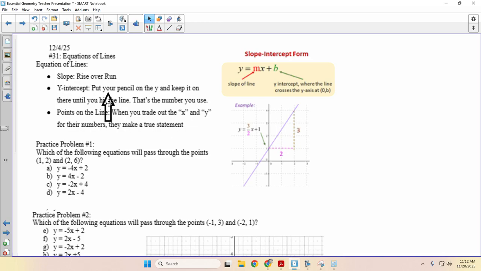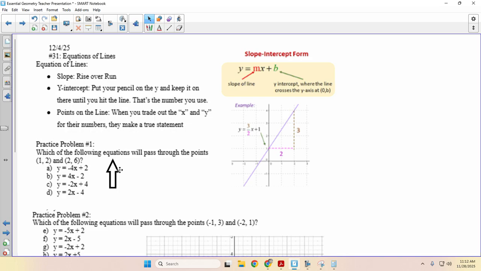To find the y-intercept, you put your pencil on the y and keep it there until you hit your line. Bing! And then whatever number you're on, that is your y-intercept. For points on the line, we are going to trade out the x and the y for those numbers, and it ends up making a true statement. So if they give you a point, we're going to take the y value, put it here, and then the x value and put it here. So let's see how that works for this problem here.